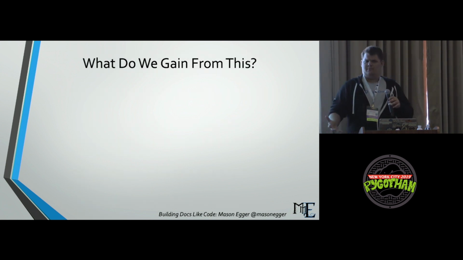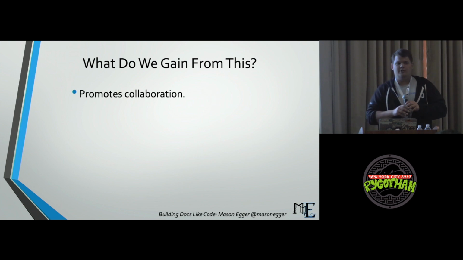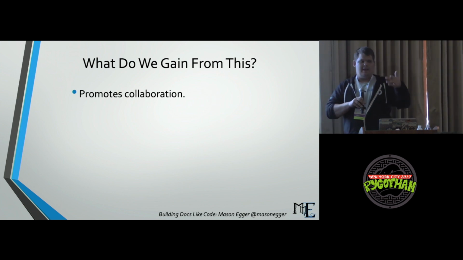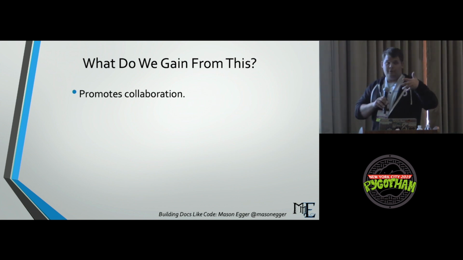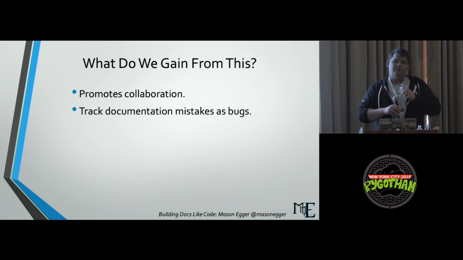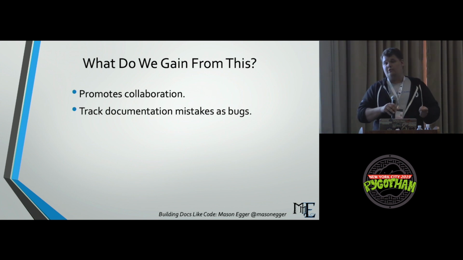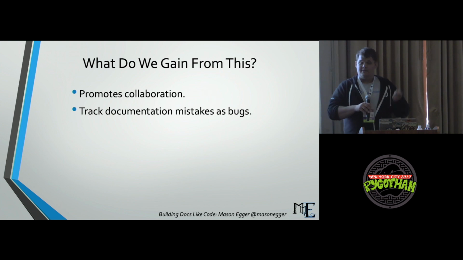So what do we gain if we do this? I'm up here talking about this, but what do we gain if we actually do this? Well, this promotes collaboration. The same way that we use GitHub and GitLab for collaboration amongst code, now we can have collaboration amongst developers. It allows you to track your documentation bugs as mistakes, or documentation mistakes as bugs, and this is exactly how you should be treating documentation mistakes.